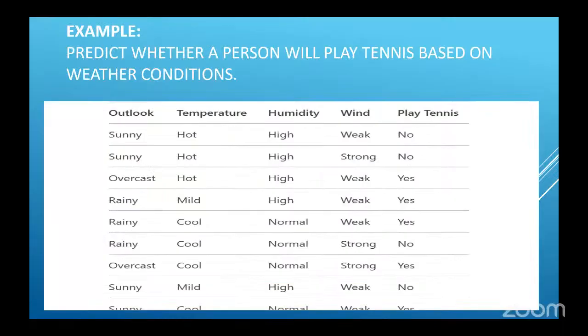So look at the board. Now we are discussing about predicting the values. Can you hear my voice?